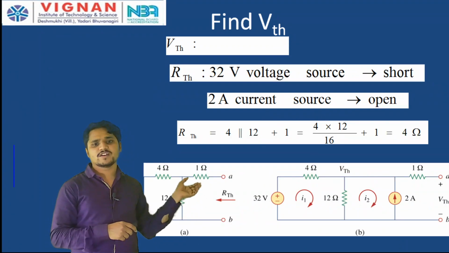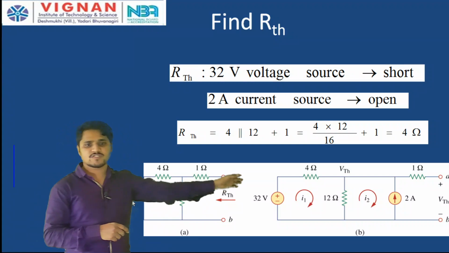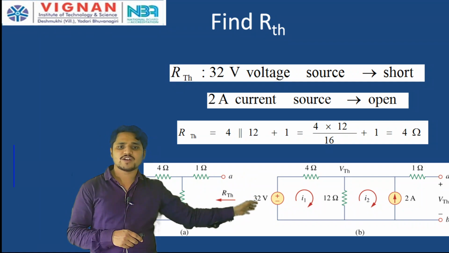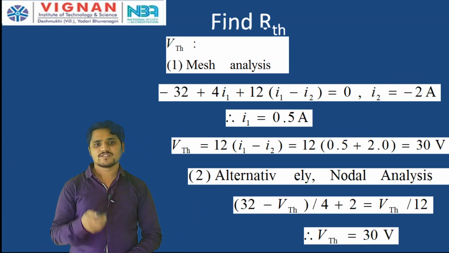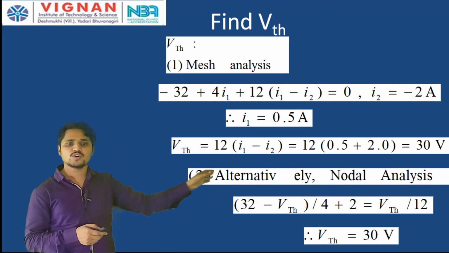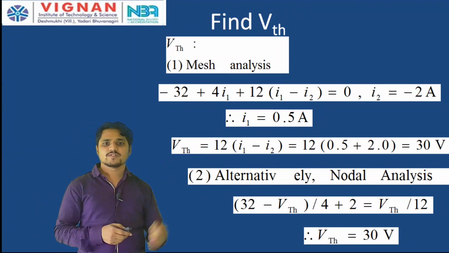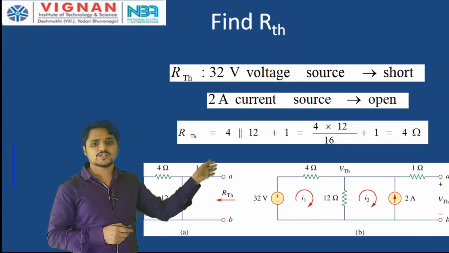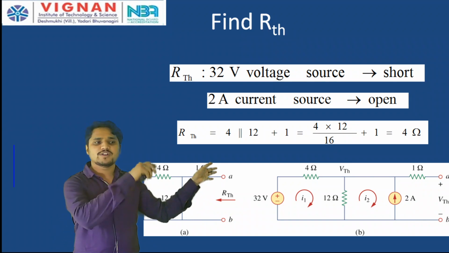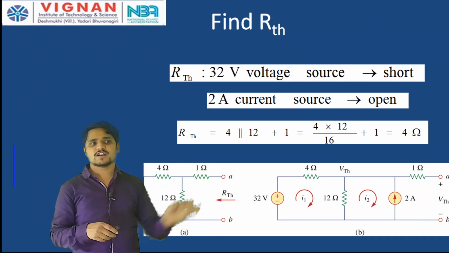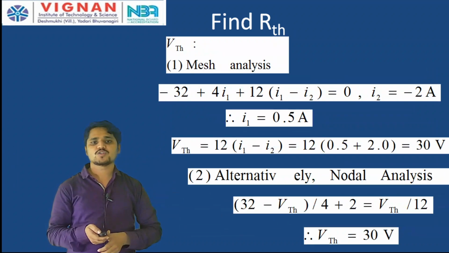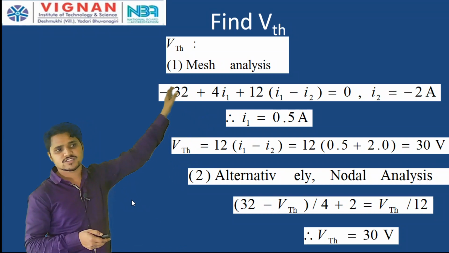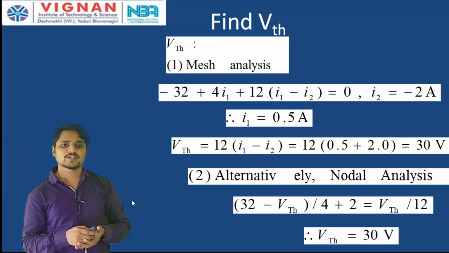Now apply Kirchhoff's voltage law in the first mesh. Minus 32 plus 4 into I1 plus 12 into I1 minus I2 equal to 0, that is equation 1. Next, what is I2? I2 we know directly: I2 is equal to minus 2 amperes. I2 is going in the clockwise direction, but the 2 ampere current source is pointing upward. Therefore, I2 is equal to minus 2 amperes directly. Substituting this minus 2 amperes in the equation, you will get I1 as 0.5 amperes.